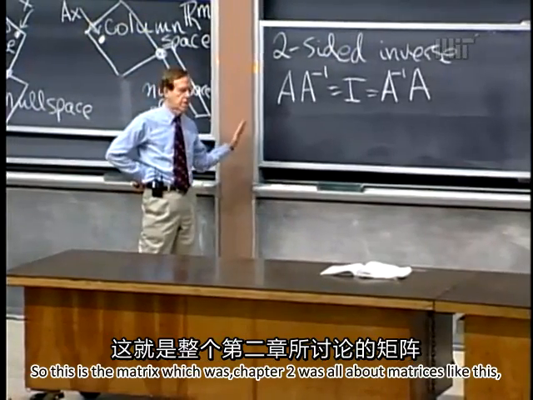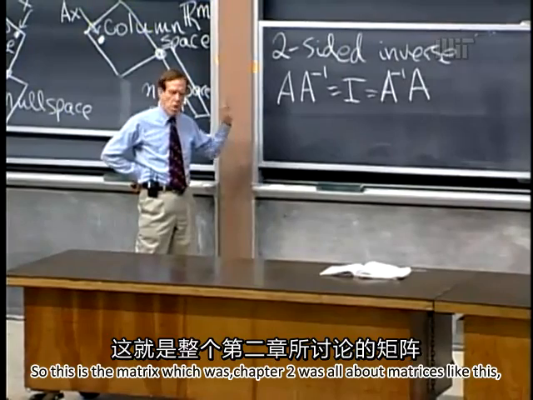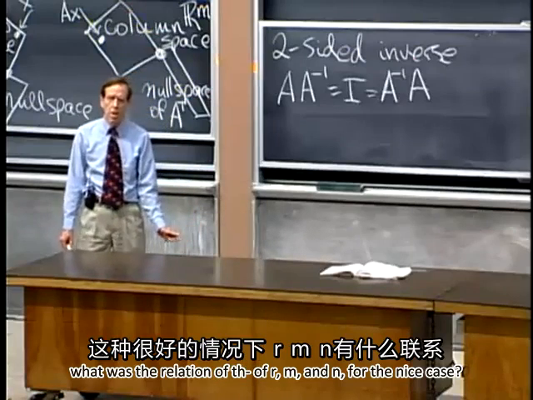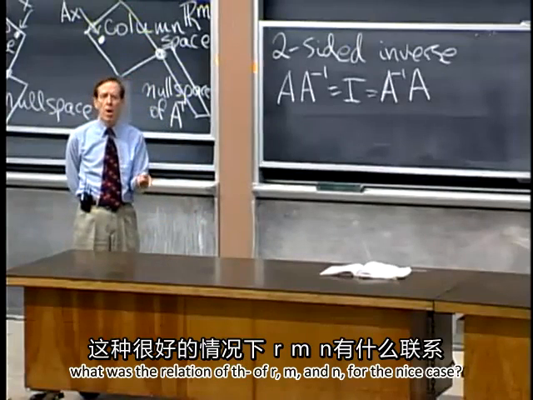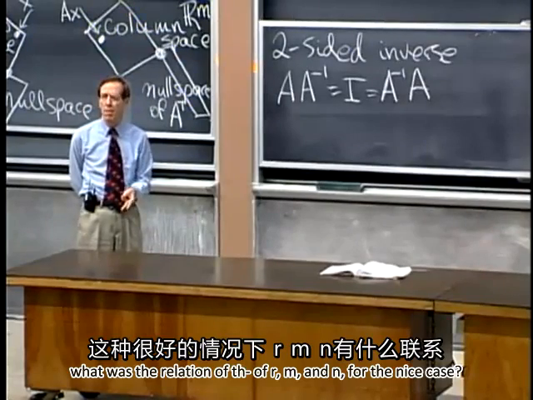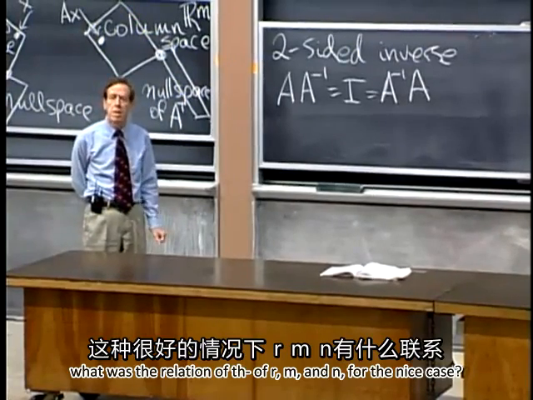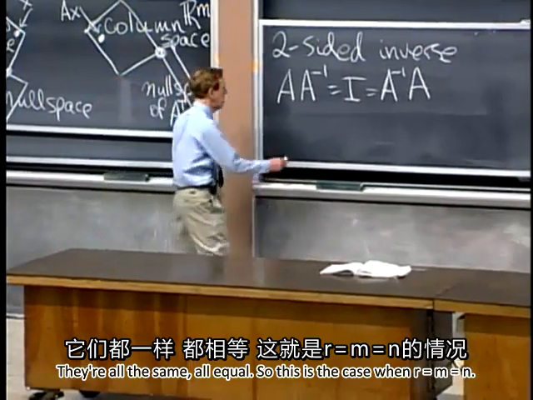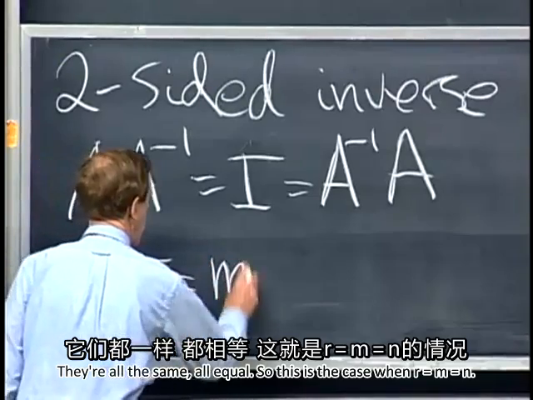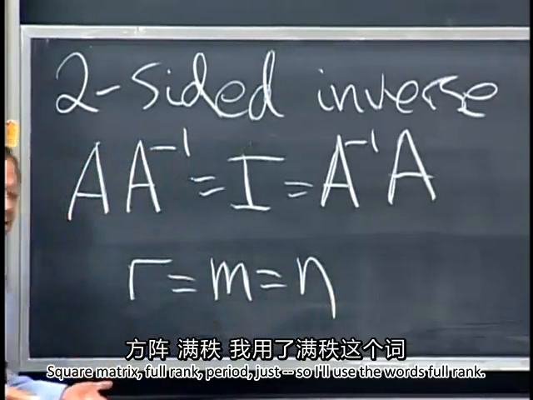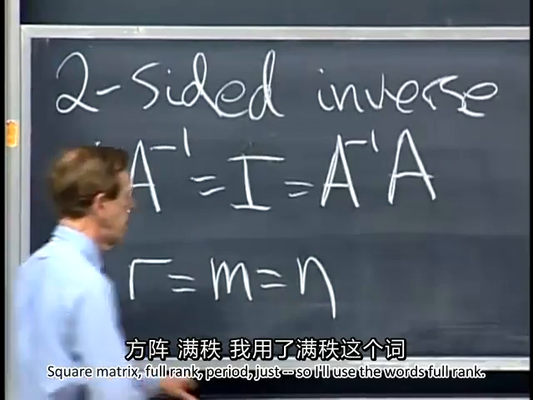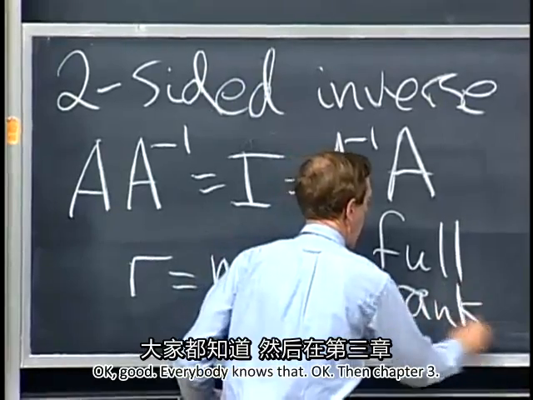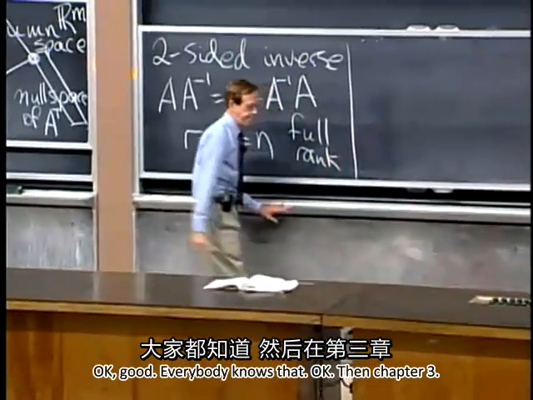This is the matrix that chapter 2 was all about, the beginning of the course. What was the relation of r, m, and n for the nice case? They're all the same, all equal. So this is the case when r equals m equals n. Square matrix, full rank, period. I'll use the words full rank. Okay, good. Everybody knows that.